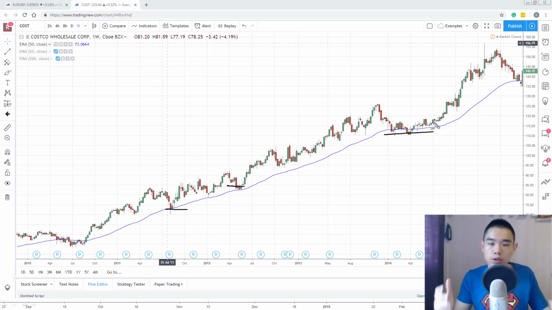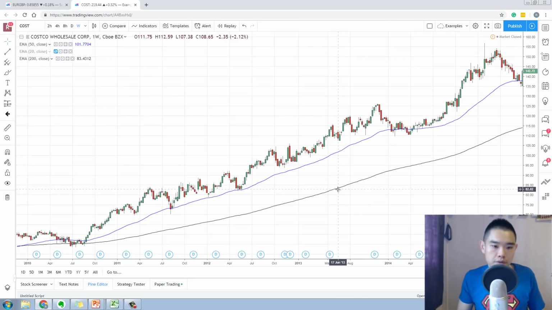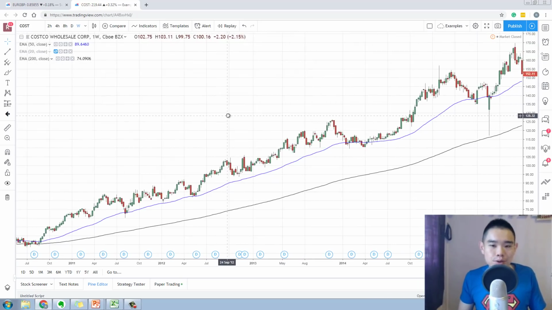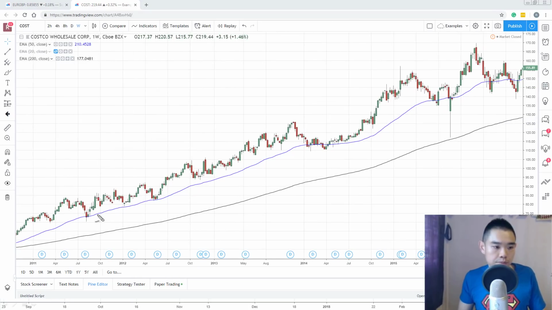If I pull out the 200 MA, I can guarantee you that the price is above the 200 MA as well. So just get out the 200 MA. Notice that the price is above the 200 MA. So you want to be a buyer. Now, where is an area of value to trade from? Area of value could be the 50-week moving average. Price has bounced once, twice, thrice, four times.